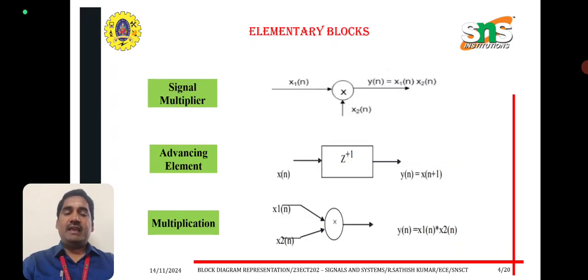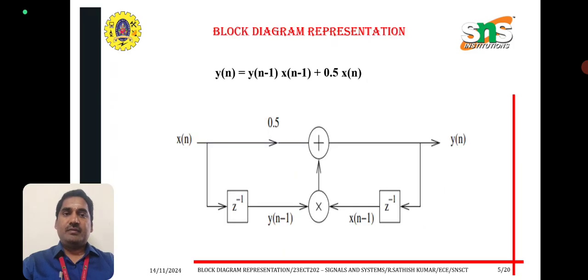Signal multiplier: x1 of n multiplied with x2 of n, y of n is equal to x1 of n into x2 of n. X of n multiplied with z plus 1, therefore y of n is equal to x of n plus 1, advancing element. Multiplication: x1 of n multiplied with x2 of n produces output y of n is equal to x1 of n into x2 of n.